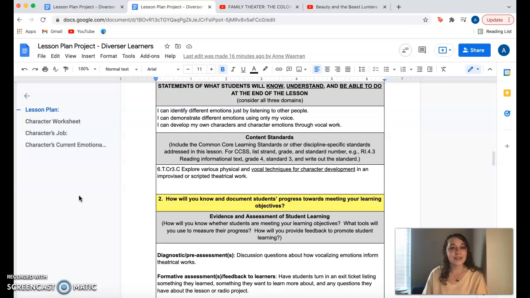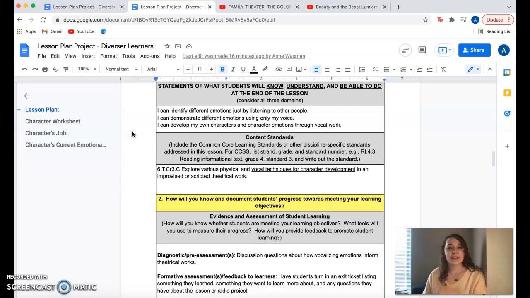So here we go. We should start off first with our objectives here at the top. So the three objectives for this standard, which is rooted in vocal work, they are: I can identify different emotions just by listening to other people. I can demonstrate different emotions using only my voice. And I can develop my own characters and character emotions through vocal work.